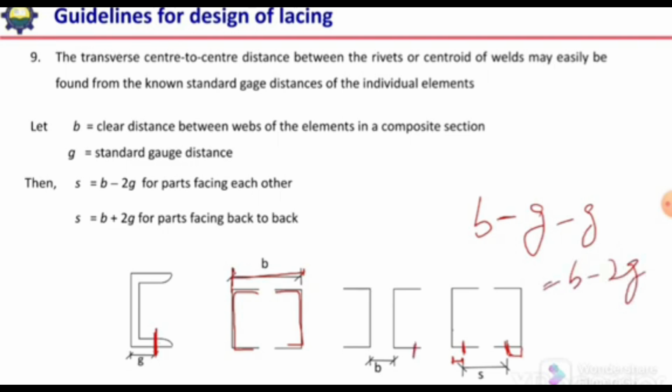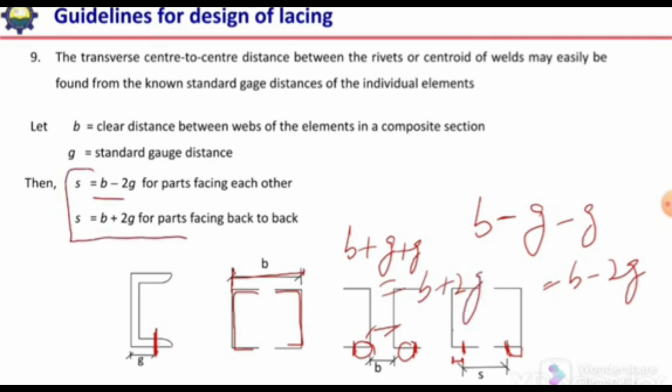But if these are back to back, in that case if B is the distance between the webs, it will be B plus G on one side and G on the other side, plus G plus G. So it will be equal to B plus 2G. So it is written over here. So S is equal to B minus 2G for parts facing each other and B plus 2G for parts facing back to back.